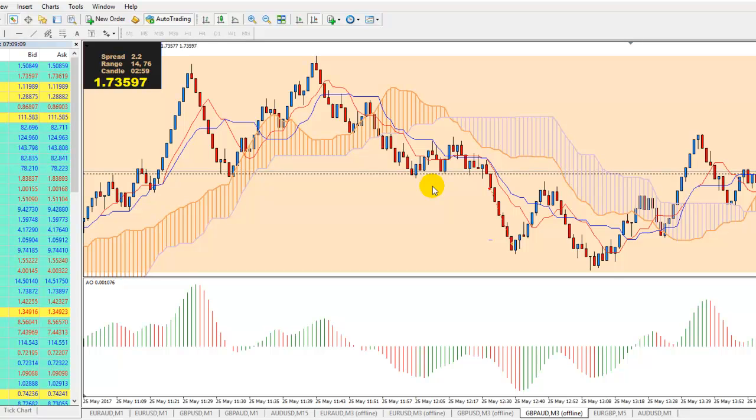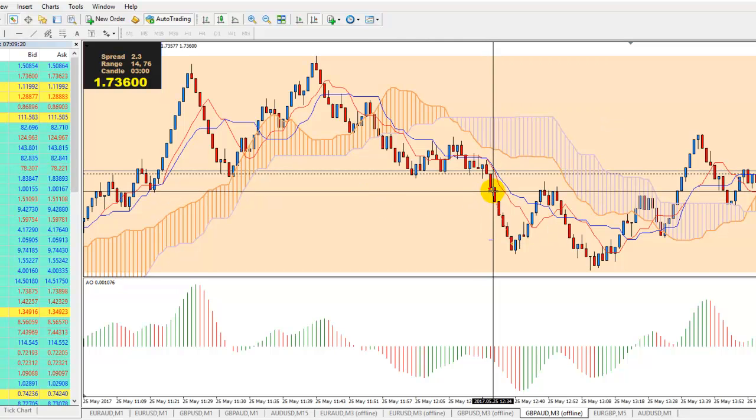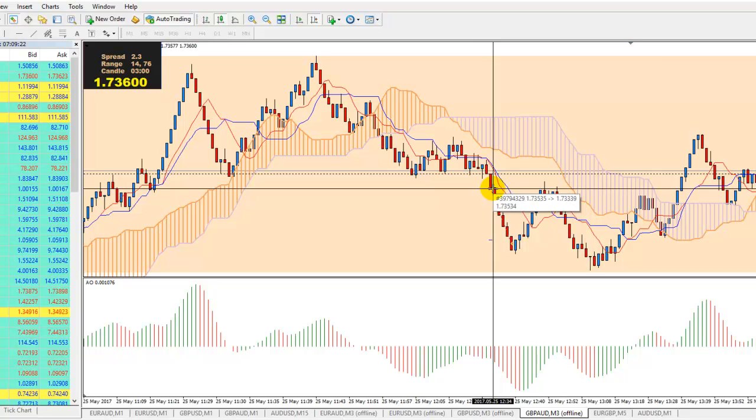So I've marked it up at 173.58.8, and what I was doing was waiting for a break of that level and then I would enter. So you can see my entry here at 173.53.5 and I exited at 173.33.9.